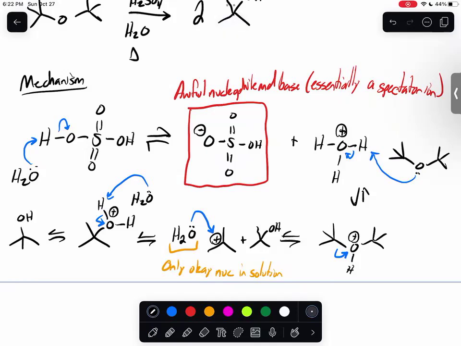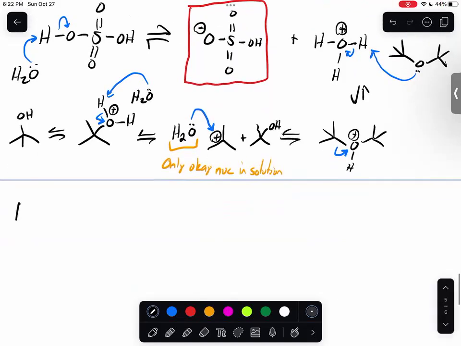So sulfuric acid is relatively neat because it actually goes through these mechanisms, but it uses water, or whatever the solvent is, usually as the nucleophile to replace with. Okay? Now then, there's one other thing we need to keep in mind with these ethers, and that is not all ethers are cleavable.